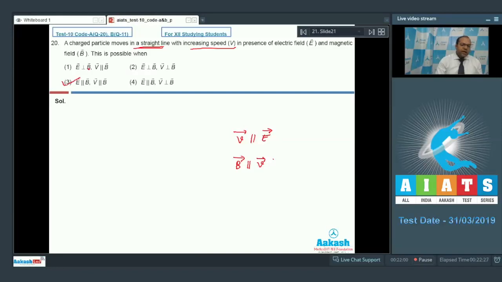So we can see that option 3 is the correct answer. Let's move to question number 21.